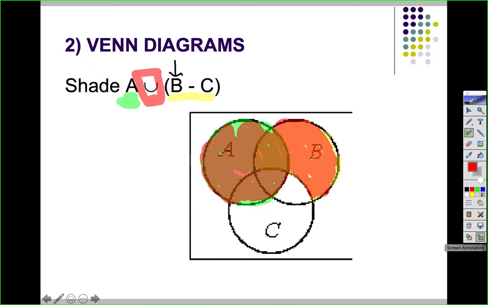Everything with part is in the answer, so it's the whole A circle, it's the whole B circle, not this little part. So it doesn't matter that B minus C took away the center. I union the A back into it, so it counts. The red is the final answer.